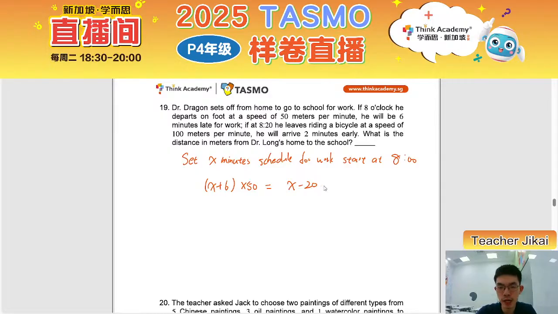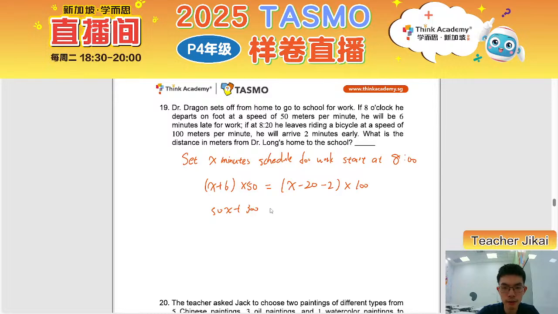Yeah, it's super fast, right? 2 minutes early means 2 more minutes he is not traveling. He is already there, right? The dragon is already there. So this is the total time for the traveling the second time. And we know the speed for the dragon riding a bike is 100 meters per minute. So this is another expression for the total distance, right? And we know they are the same. The distance is always the same, right? The school will not move. So we can just solve this equation.